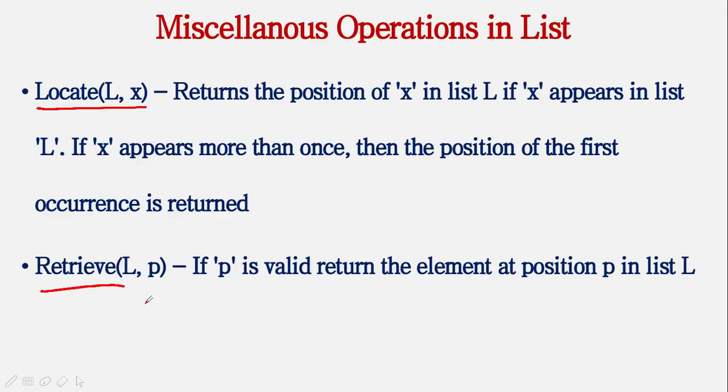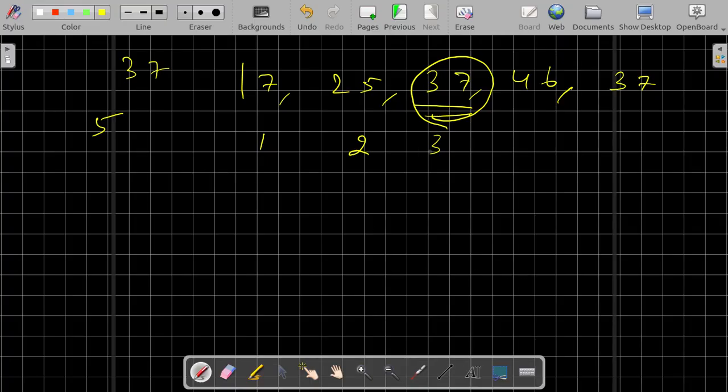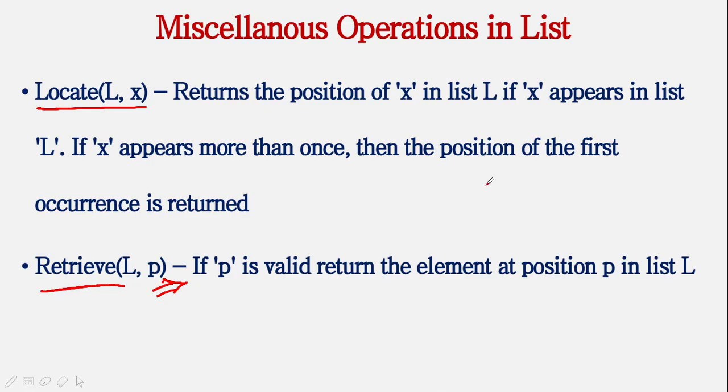And next is retrieve. Retrieve and locate are somewhat related. In locate, you give the element and then you search for the position. In retrieve, you give the position and you try to know what element is present there. So you will be giving the list and the position where you want to see the element. If P is valid, once again, whenever we are dealing with positions, we should be careful and check whether it is valid or not. If P is valid, then you are going to return the element at the given position. So for example, if P is 4, then this element 46 should be returned. That is how retrieve will work.